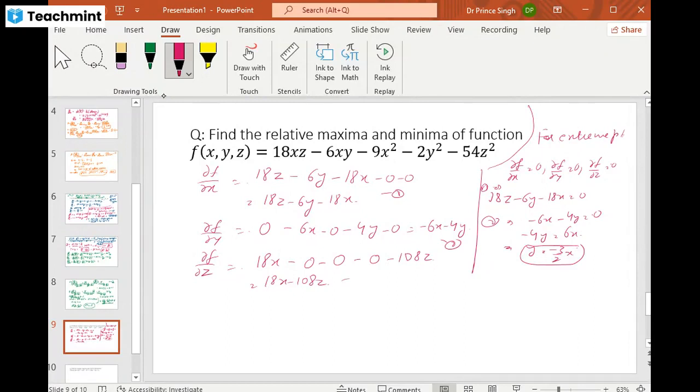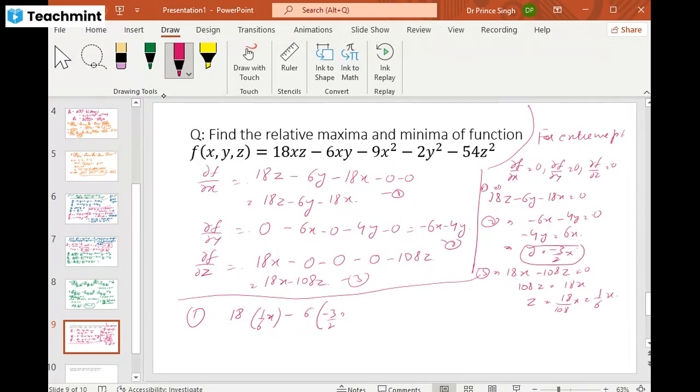And from third equation we can get 18x minus 108z equal to 0. So 108z equal to 18x. So z equal to 18 by 108 x, which means 1 by 6 x. So y in terms of x, z in terms of x. So if we substitute it in equation number 1, we get 18z minus 6y and minus 18x equal to 0.